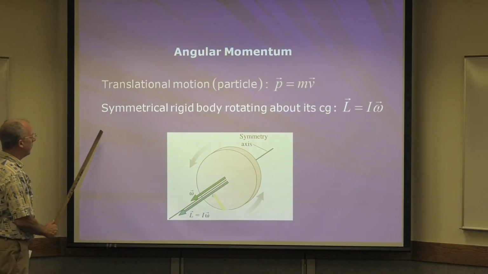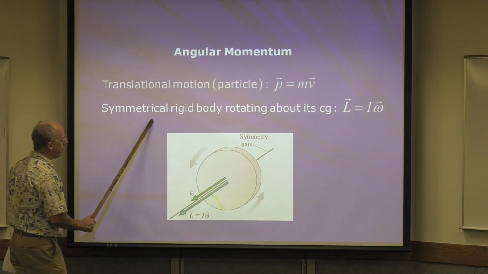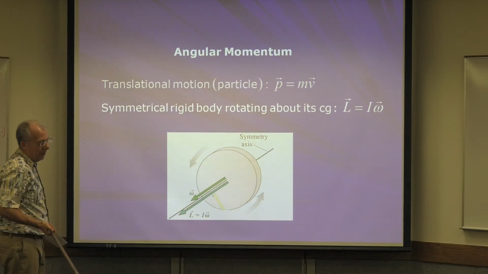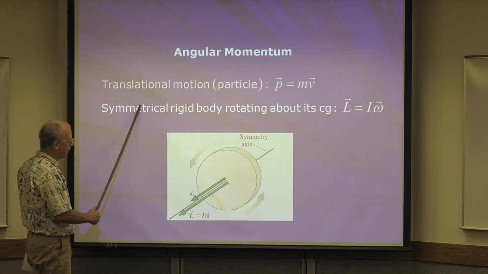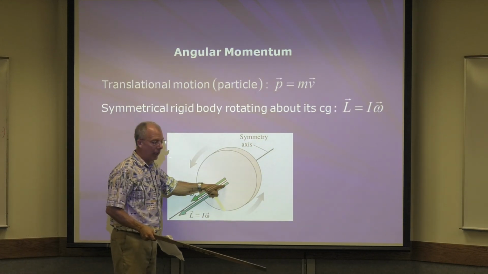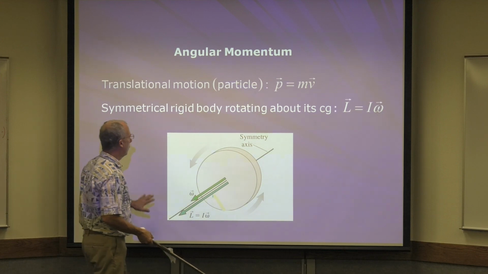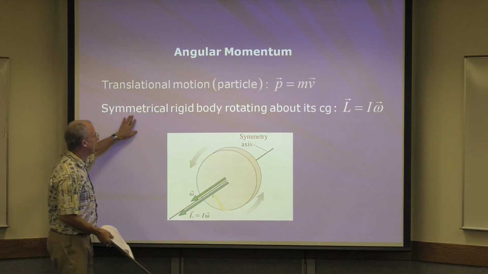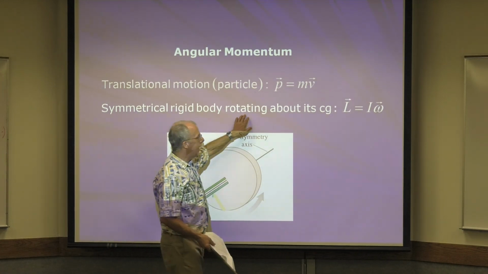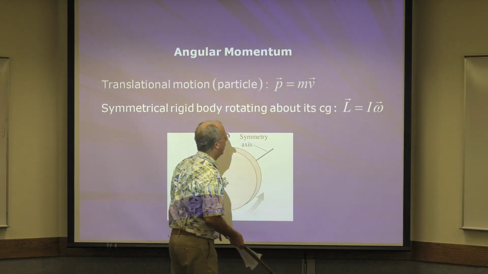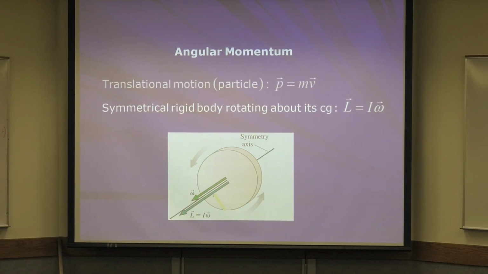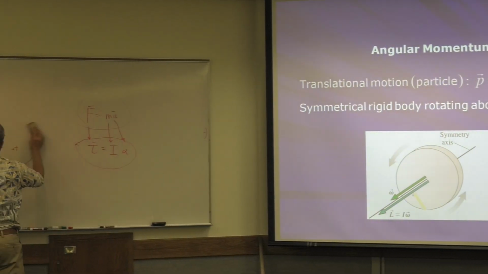Now let's say we have a symmetrical rigid body, like a disk. It's a uniform disk, symmetrical, and let's say it's rotating about its center of gravity. Remember that? In other words, through its center. So for this special case, a symmetrical, rigid body rotating about its center of gravity, life is really good, as shown on the slide.